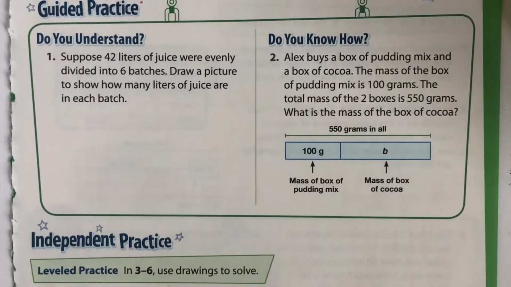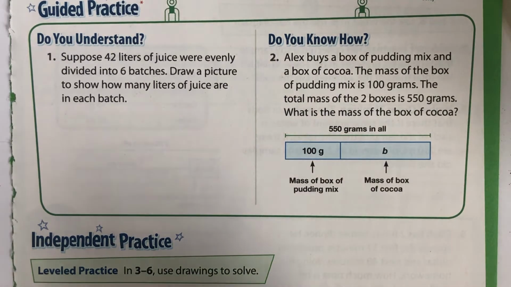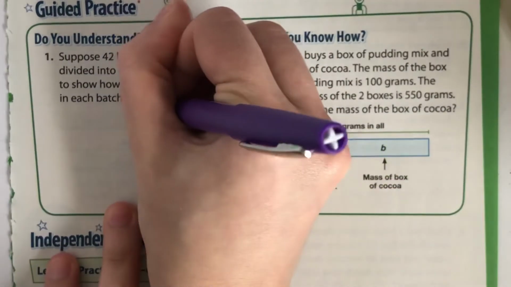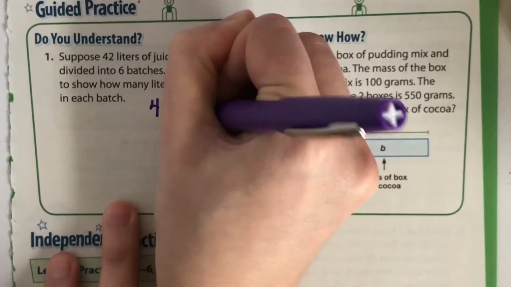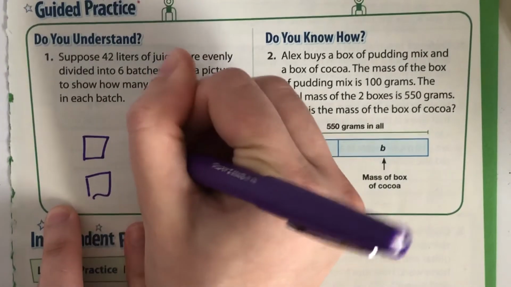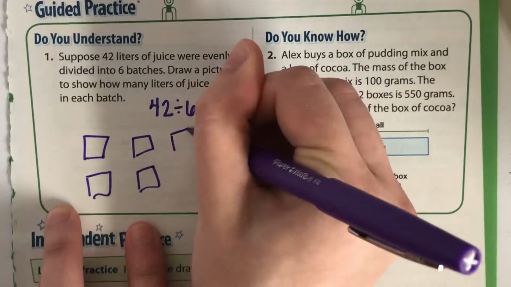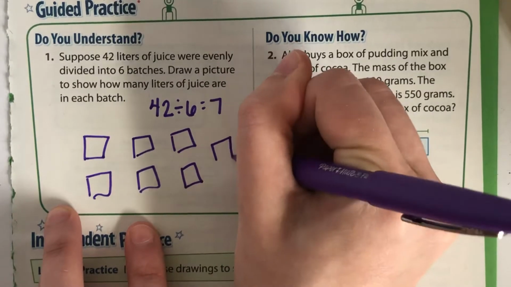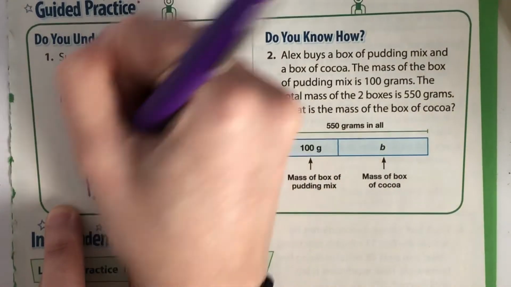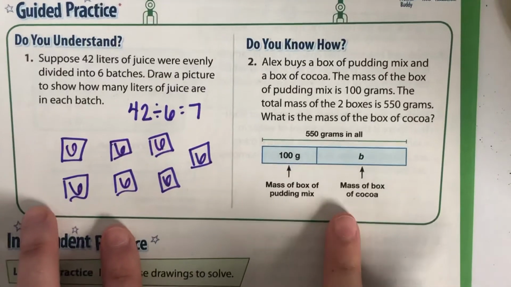Suppose 42 liters of juice were evenly divided into 6 batches. Draw a picture to show how many liters of juice each batch would get. So we know that 42 divided by 6 equals 7. So this would be 1, 2, 3, 4, 5, 6, 7. They each have 7. We could have drawn dots too for some of you.